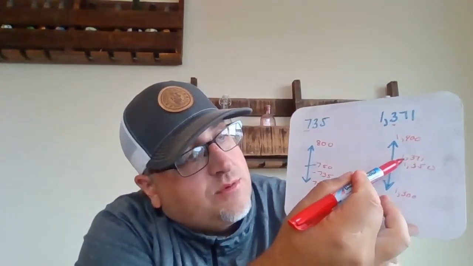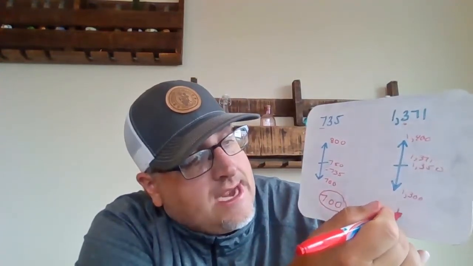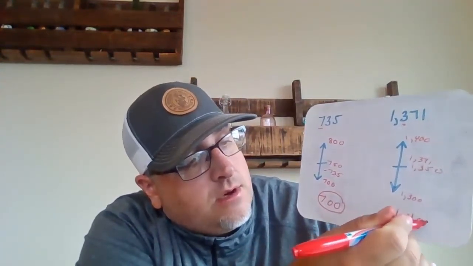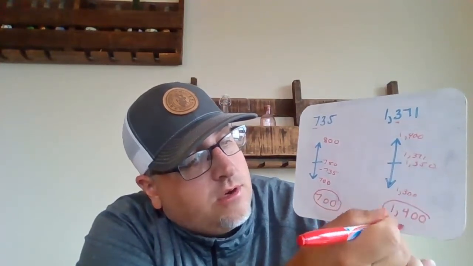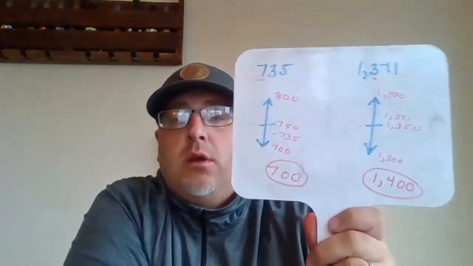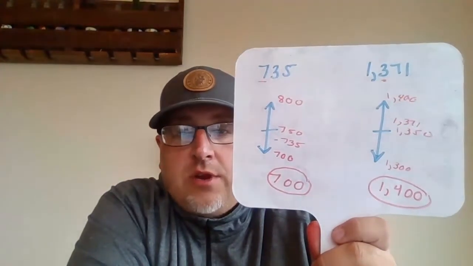1,371, which tells us what? Yep, we're going to round up. We see that it's right here. It's above the midpoint. It's closer to 1,400. So our answer when we're rounding is 1,400. Okay, rounding by the hundreds right here.